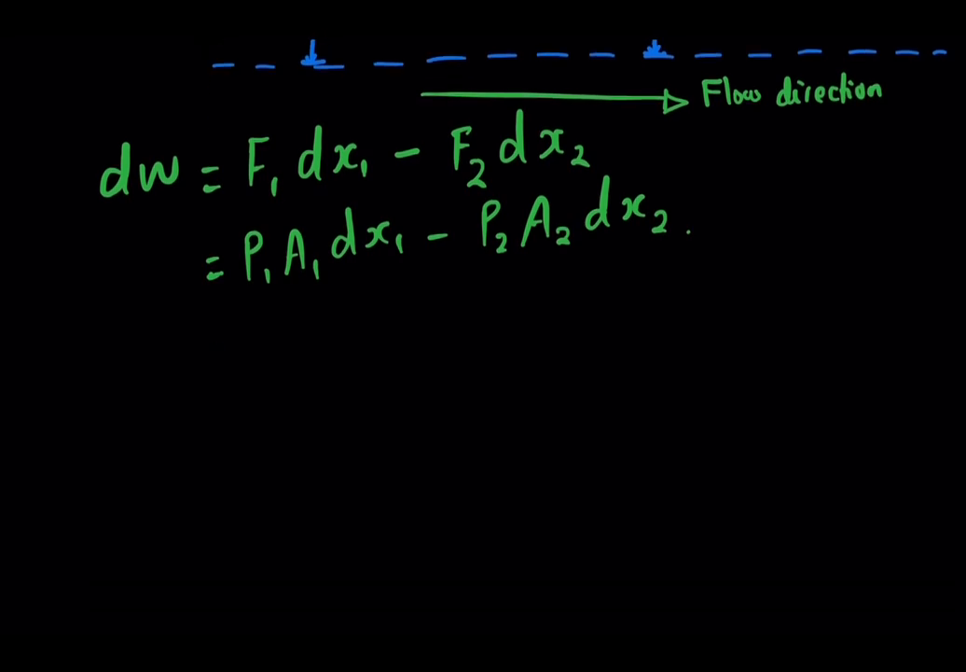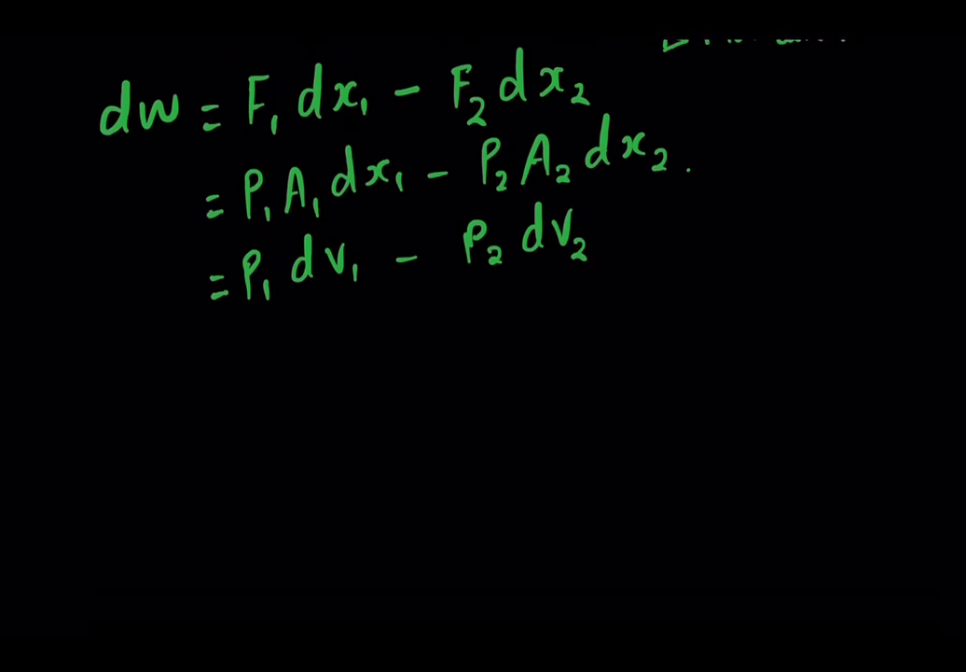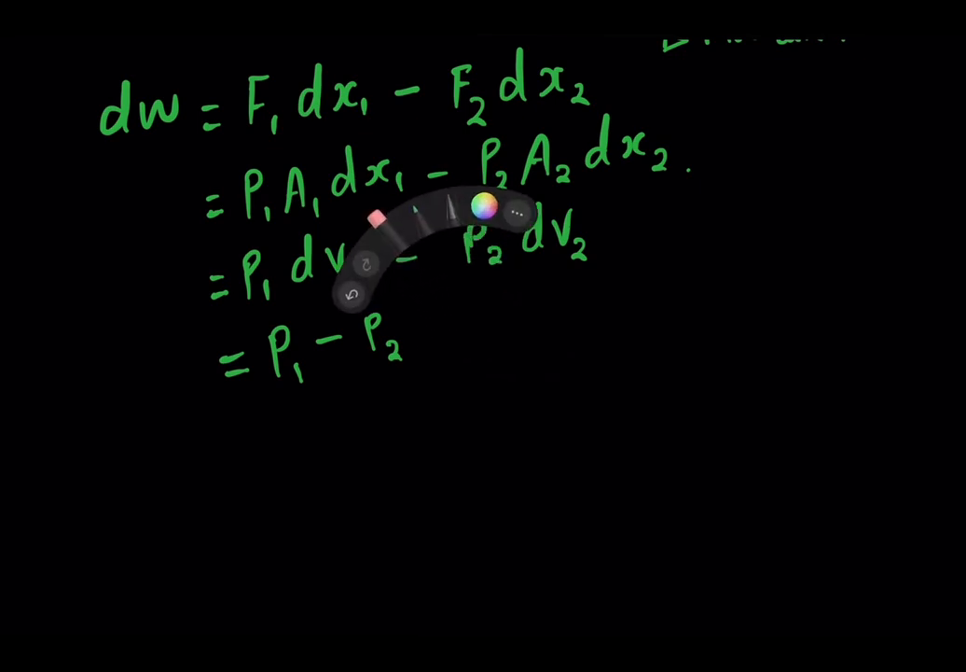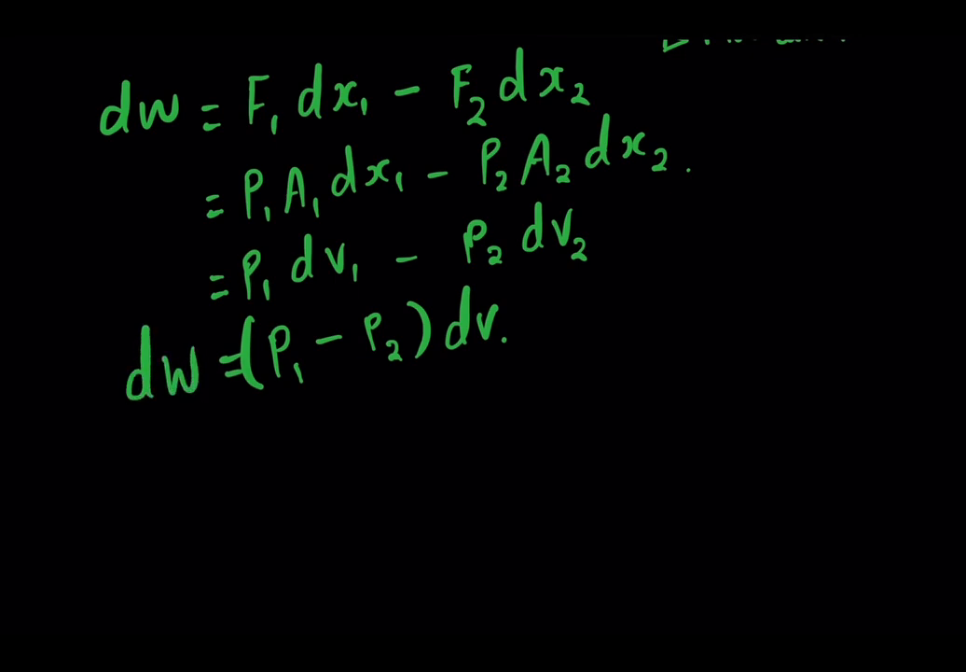Also, recall that volume is area times distance. So here we have area times the change in distance, which gives us a change in volume. As we have shown ideal conditions, the change in the volume is going to be constant. So dV1 is going to be equal to dV2, which is just equal to dV. So we're going to have (P1 minus P2) dV. So that's dW. Let's leave this equation for a moment and name it equation 1.